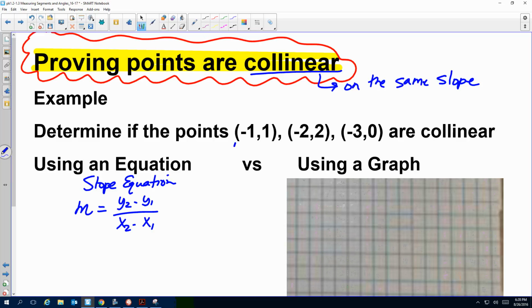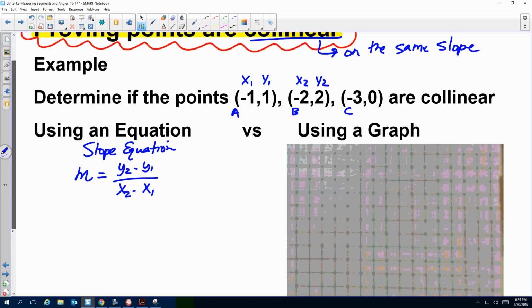I'm going to go ahead and label this. These are A, B, and C. And this is my first point, x1, y1, our second point, x2, y2. And I'm going to use that to find the measure of the slope.